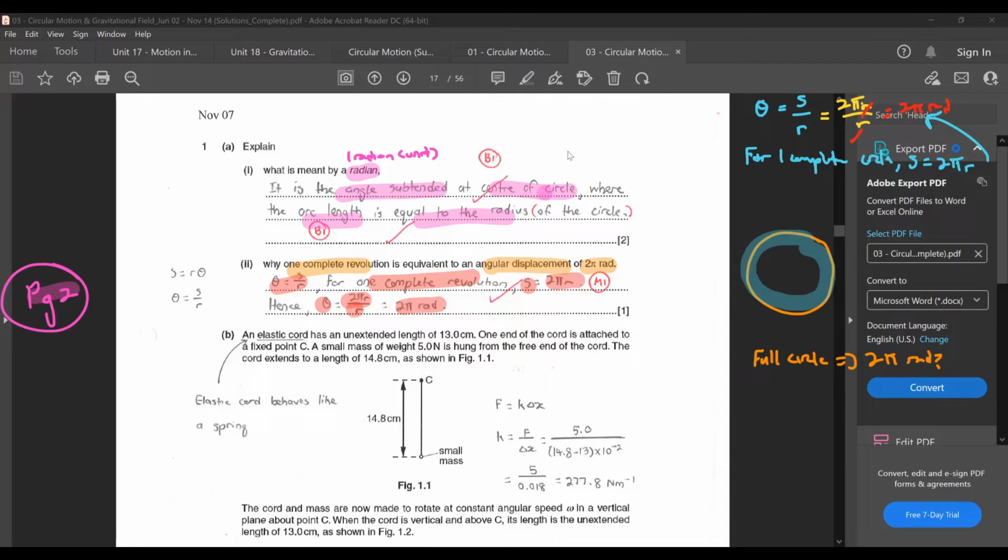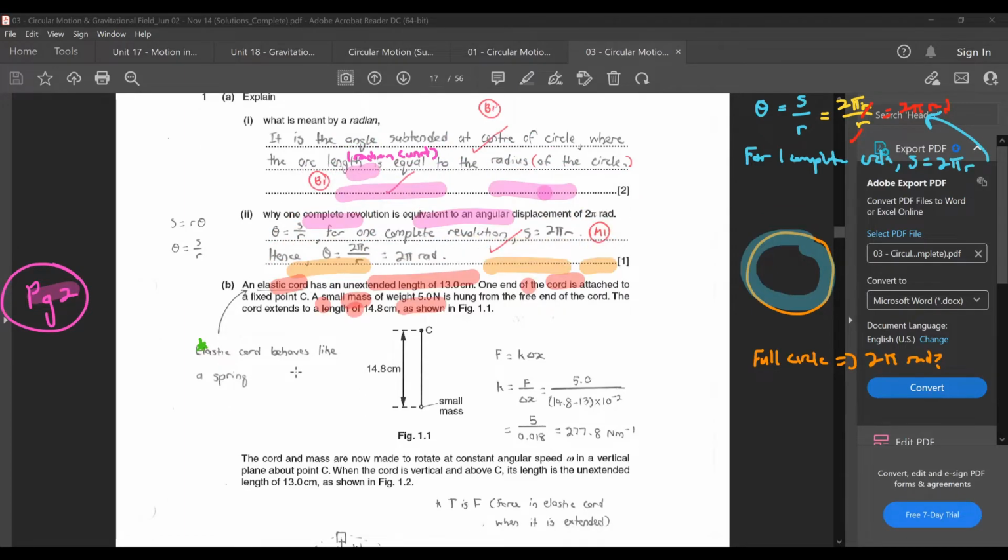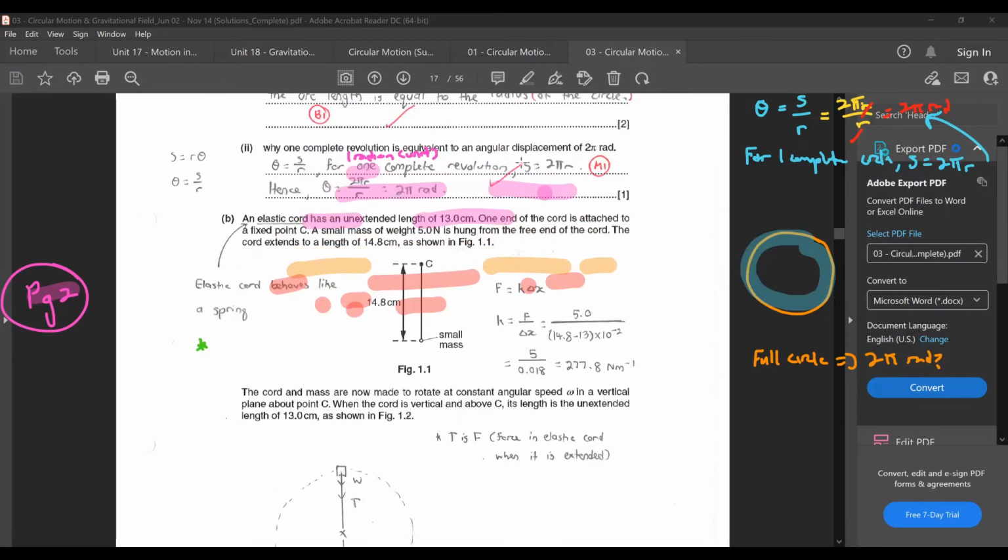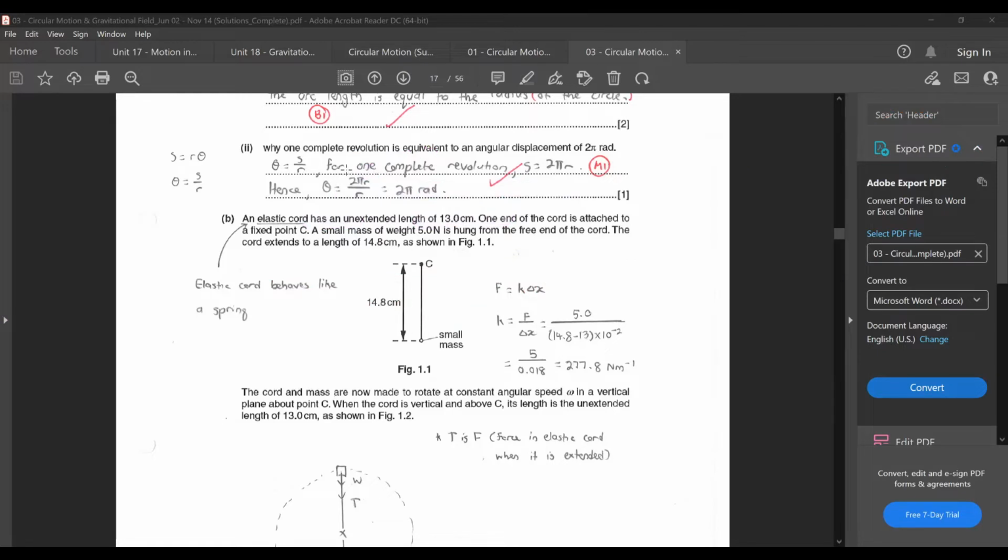Now B is the one that is the difficult one. Usually for standalone circular motion questions, they are not as complicated as this. This is the rare exception. Okay, most of the time in your circular motion questions, they are pretty straightforward. It's only this one that is a bit complicated. All right, so let's have a look at this.